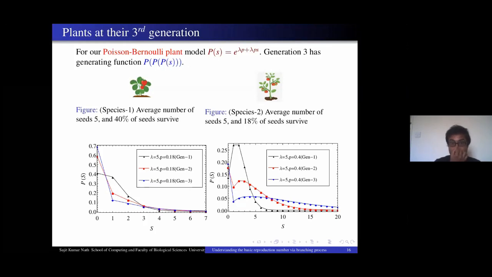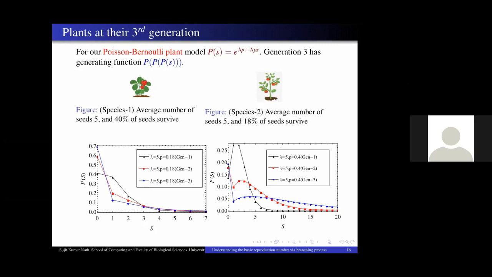Yeah, in principle, we need to consider time-varying or generation-varying parameters. But here, for simplicity, I have just assumed that over the generations the parameters remain constant. But you are absolutely correct, it actually varies. There are lots of variations in nature, so it actually varies. Yeah. Okay, thank you.